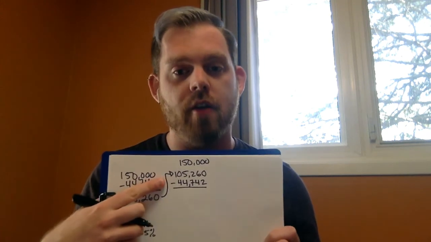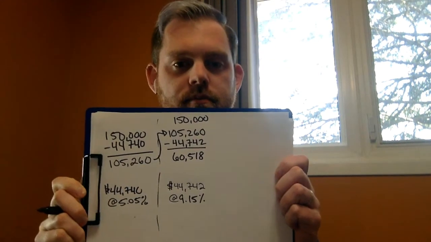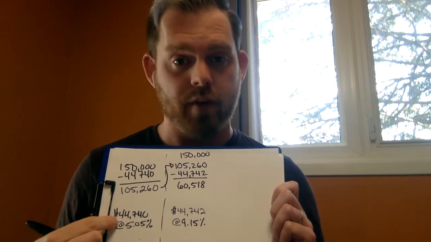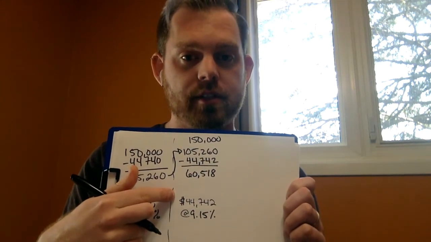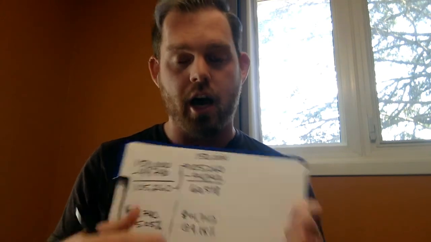But we want to clarify because we know we have more, so we'll have to make sure for our next threshold. And that amount equals 60,518. And so we know that we have $44,742 at the next tax threshold, which is 9.15%. So this amount here is how much for threshold 1, which is taxed at 5.05%, our lowest income. Then in our second tier, the next $44,742 is taxed at 9.15%. So we're getting a little bit higher.